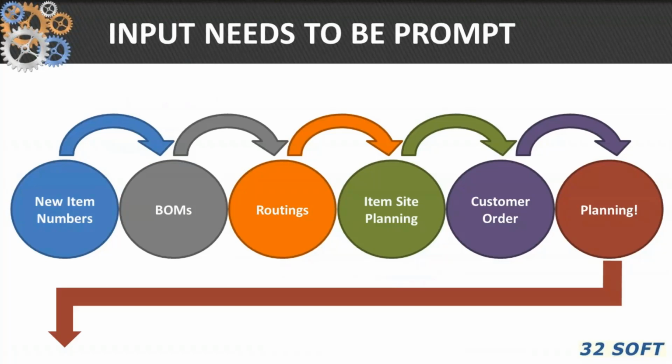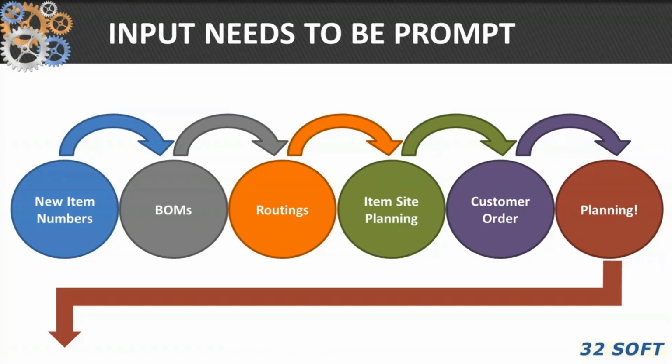You just received an order from an anxious customer who wants you to build new products for them. However, you won't be able to start the manufacturing process until new item numbers are set up in QAD. And then BOMs or product structures need to be set up, then routings, then item site planning parameters, other settings. Then you can enter their order to the system, and only then can you start the planning process.